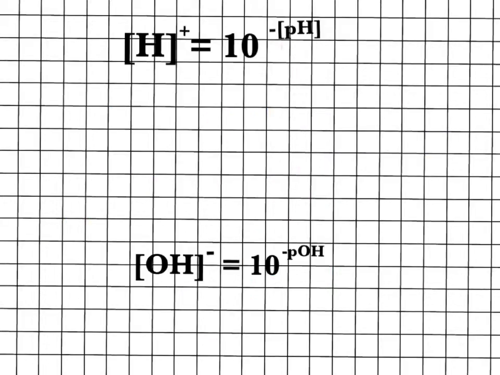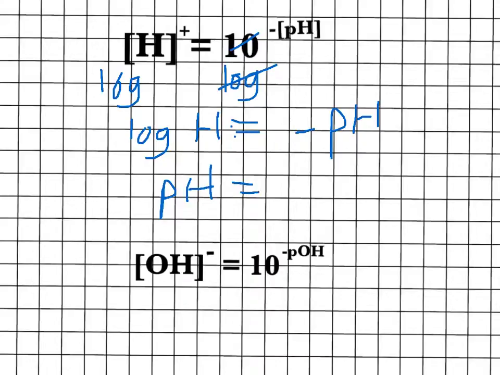When trying to find the pH value of the hydronium concentration, you are given this equation. To simplify this equation, you take a log base 10 on both sides to cancel out the 10. You're left with log of H equals negative pH. You multiply by a negative 1 and you get pH equals negative log of H. This is the same concept when trying to find pOH.